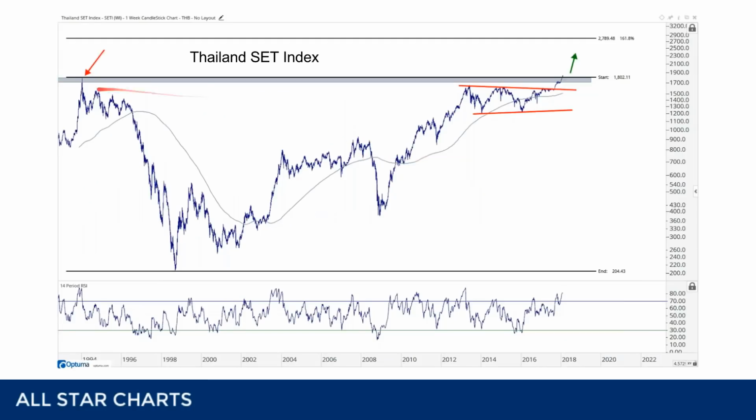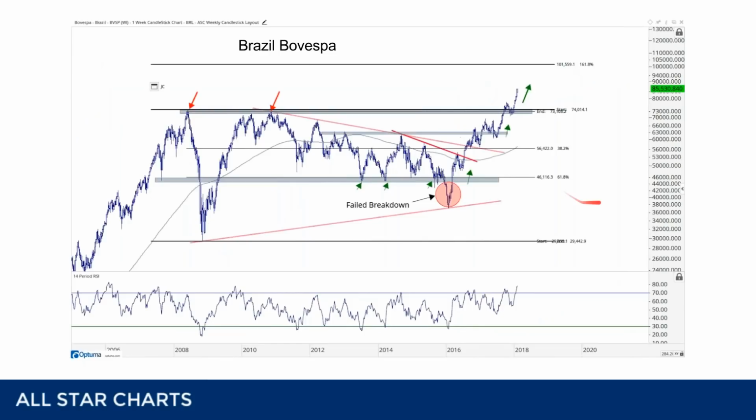So here's Thailand, another great example, breaking out above the former highs from 20+ years ago. And I think that we're going a lot higher in Thailand. If we're above those former highs from the early 90s, we need to be finding ways to be either long Thailand or just using that as evidence to be long emerging markets, particularly in Southeast Asia.